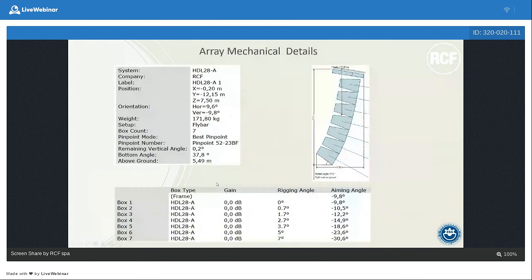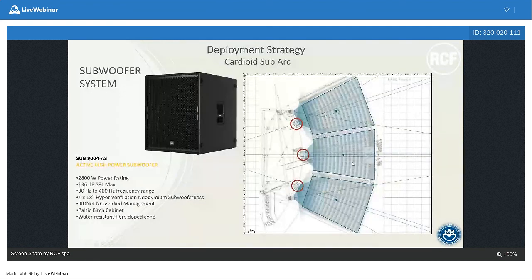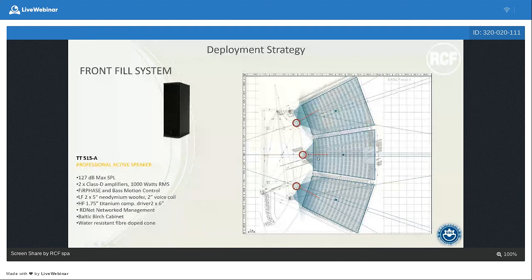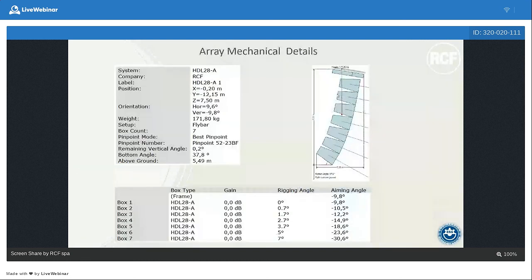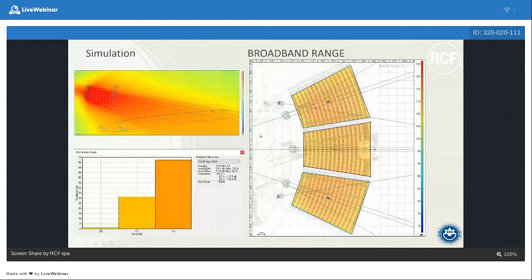Then array mechanical details, coming from EASE Focus. Everything is coming from EASE Focus. These are EASE Focus images, but with some graphical work done by me. So mechanical details: angles, height, etc., pickup point, and then simulation.